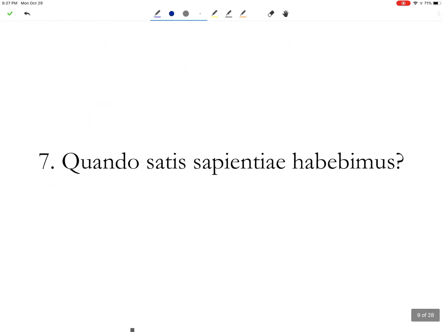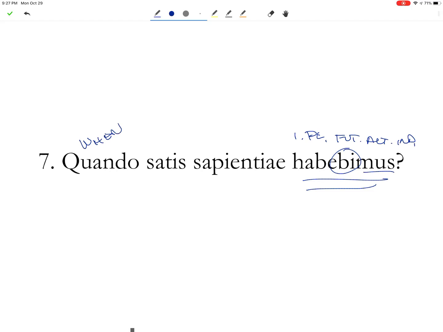Number 7. Quando satis sapientiae habemus. Habemus, we see that tense indicator right here, tells you right away this is future. The mus, first person, this is your verb, first person plural, future active indicative. When, quando. When will we have enough, this is your accusative, singular, neuter, and enough doesn't change. Satis is always satis. This is genitive, singular, feminine. Literally, it's enough of wisdom.